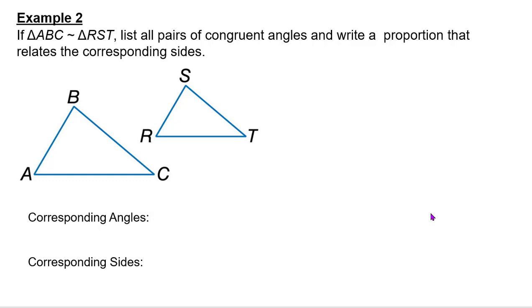Oh, example 2. I don't know what happened to example 1, but here we go. If triangle ABC is similar, oh, that's important. This little symbol here means similar. So that little symbol means similar. List all pairs of congruent angles and write a proportion that relates the corresponding sides.